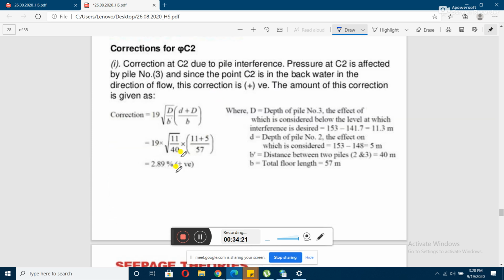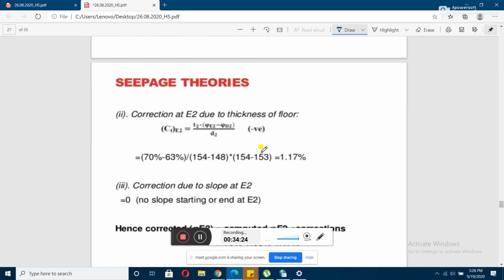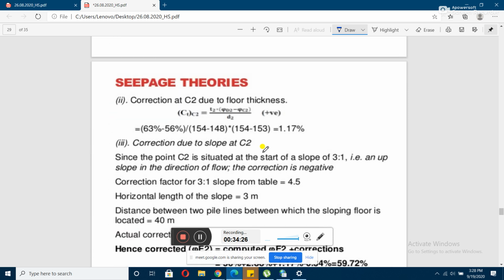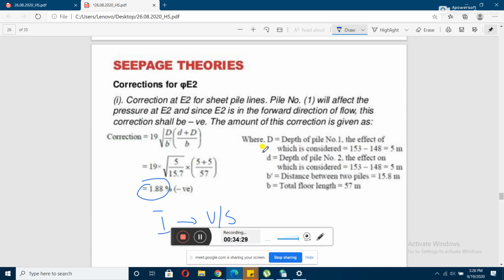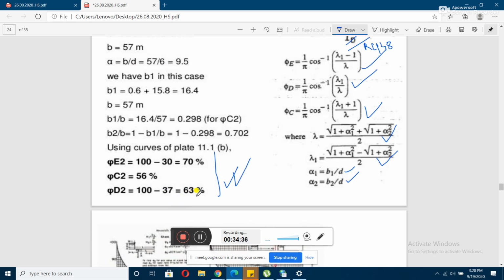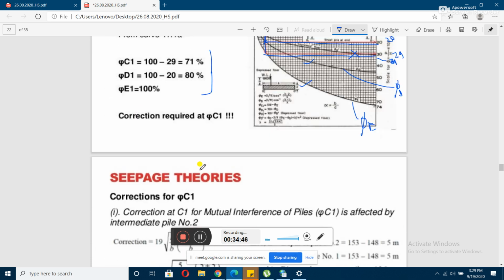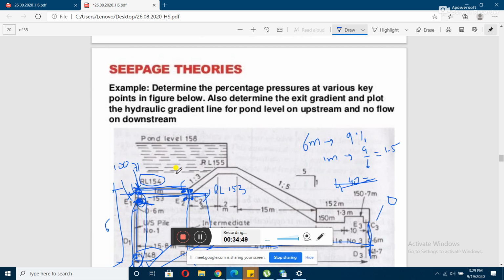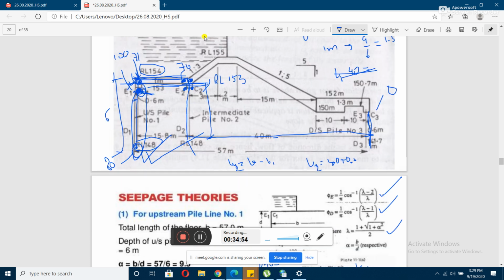Yes, phi c comes out to be 56 and this is 63. Sorry, phi e turns out to be 70 and phi d turns out to be 63. So just look here, this will be 70, right? This has been calculated to be 70, and here at this point it will be 63.